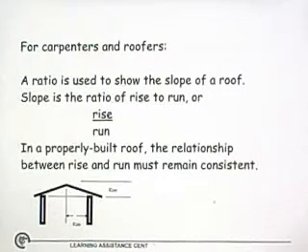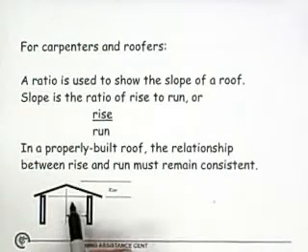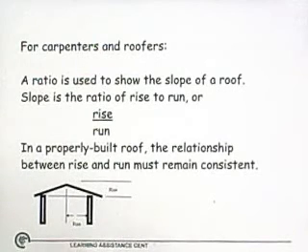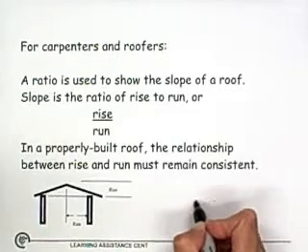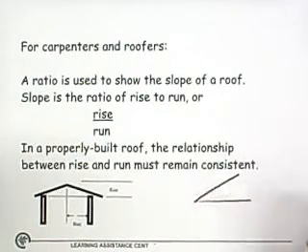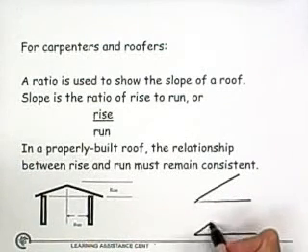So for carpenters and roofers then, a ratio is used to show the slope of a roof. Slope is the ratio of rise to run, and it's written rise over run. In a properly built roof, the relationship between rise and run must remain constant. You have to have the rise and run changing at the same rate. If you don't, you will have a roof that looks like this.